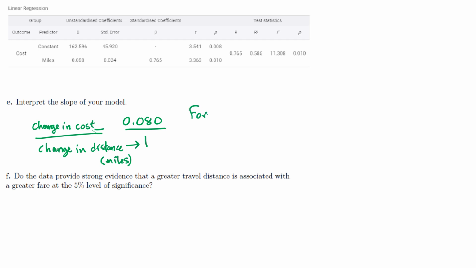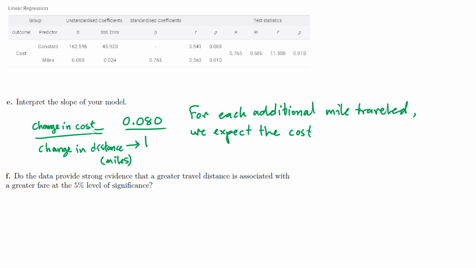So for each additional mile traveled, we expect the cost of a ticket to go up by about 8 cents.